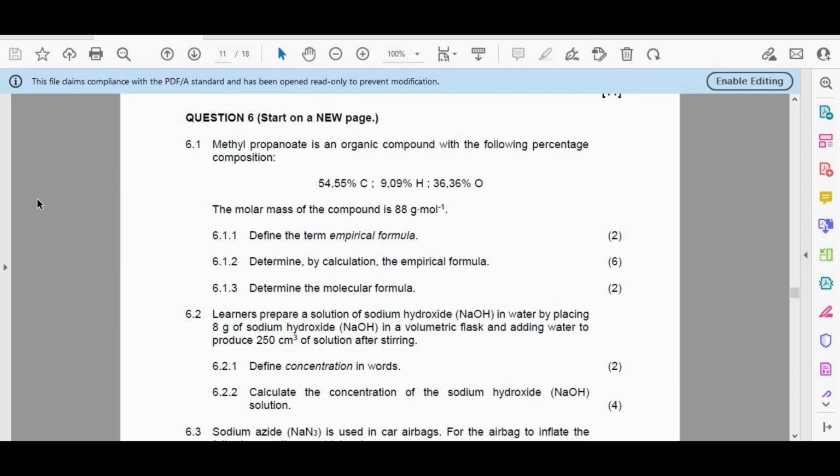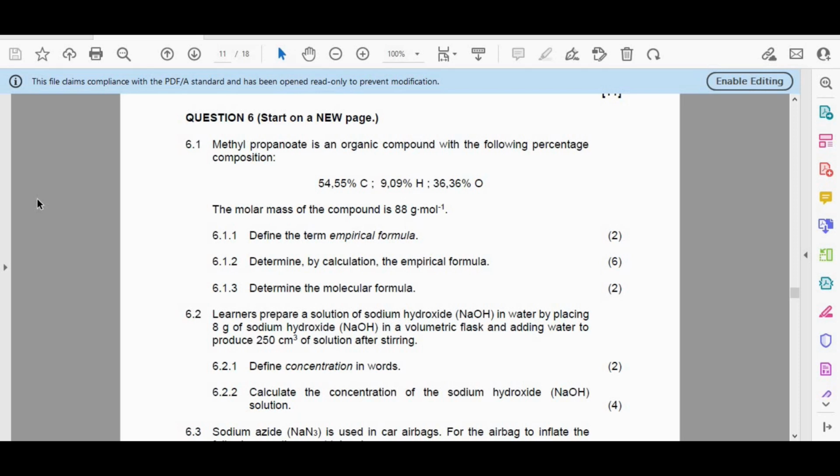Formally, greetings, grade 11s. Welcome to paper 2 revision today. For a lot of you, paper 2 is coming up towards the end of this month, November. And for one person in particular, their paper 2 is coming up tomorrow. So this is a very important session.